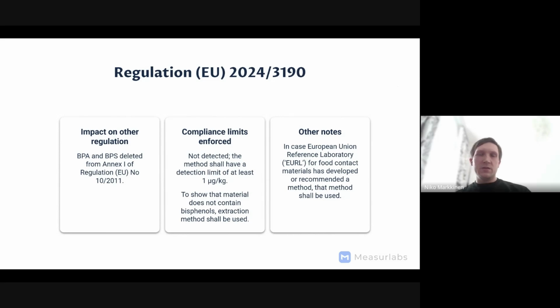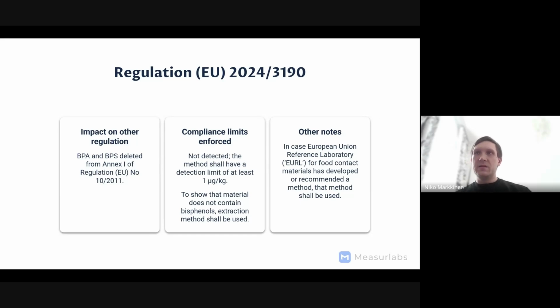Further discussion about the new regulation. So, of course, since BPS in all uses was banned, BPA was left to be used only in few situations. It was therefore deleted from the Annex 1, which is the positive list of the plastic regulation.